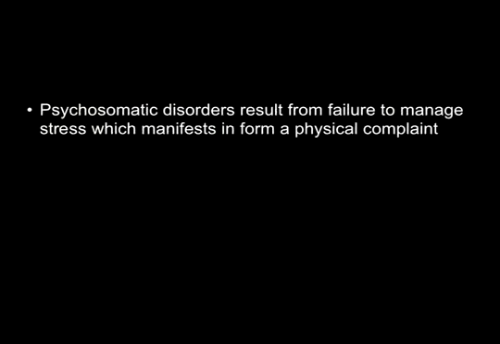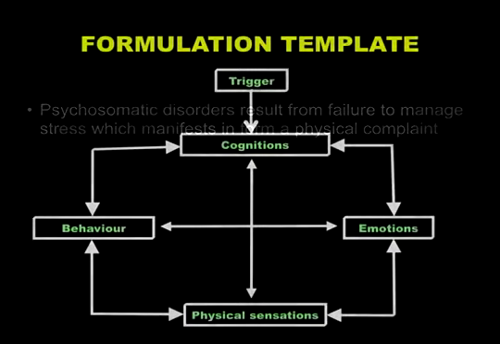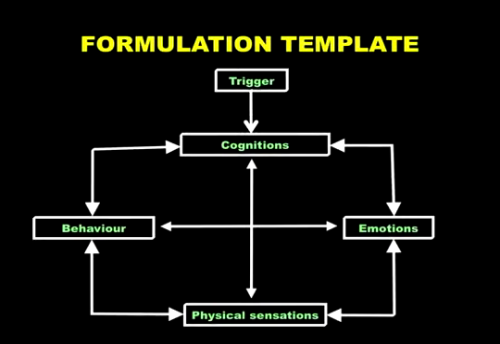So somatic disorders result from failure to manage stress and other things that are bothering patients, and these manifest in complaints. So here is just a template you would want to think about when you're looking at these patients. What are the triggers? When do these things normally happen? When these things happen, what does the patient think? What goes through your mind when you begin feeling dizziness? For some patients who came with dizziness, how do you feel afterwards?